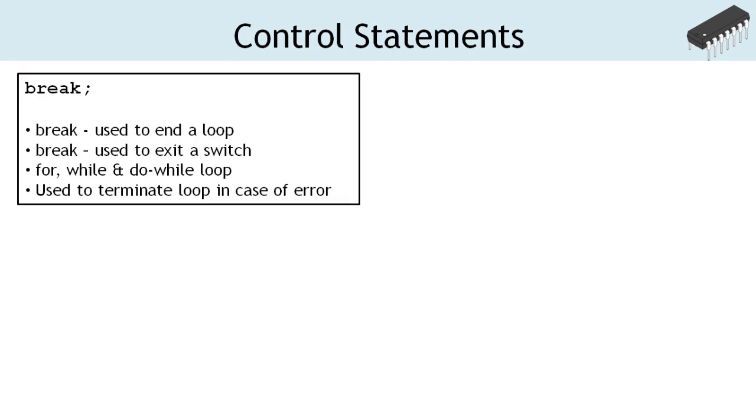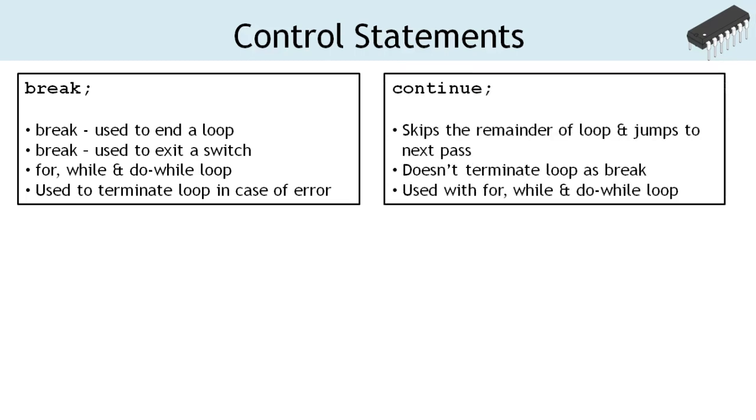Break statement is used to terminate the execution of a loop or exit a group of statements in switch. A break statement can be used in for, while, and do-while loop constructs. It provides an easy mechanism to implement loop termination in case of error. Continue is used to skip the remainder of a loop and control jumps to the next pass of the loop. As with break, continue can be used with for, while, and do-while loop constructs. However, unlike break, continue does not terminate the loop execution but only terminates the current pass and starts the next one.